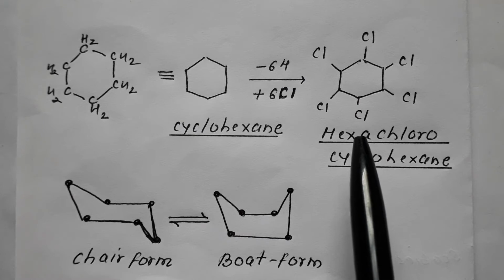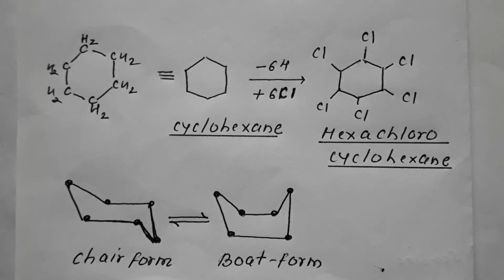Now, as you have done in class 11, cyclohexane is a non-planar molecule. We have done the conformations of cyclohexane in 11. Cyclohexane exists in two conformations. One is the chair form.